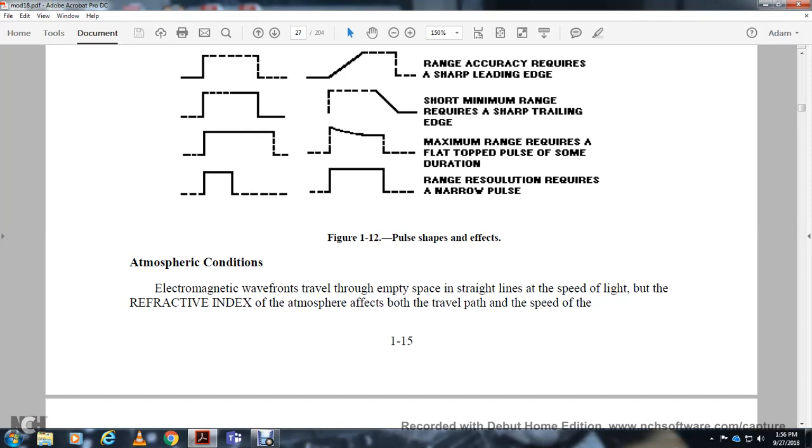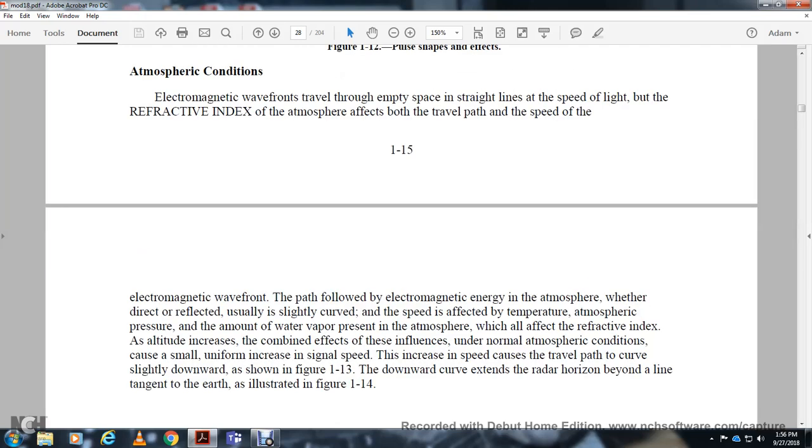An electromagnetic wavefront travels in a straight line at the speed of light in empty space, but the refractive index of the atmosphere affects both the travel and speed of the wavefront. The path followed by the electromagnetic energy through the atmosphere, whether direct or reflected, is usually slightly curved, depending on temperature, atmospheric pressure, and the amount of water vapor present, which also affect the refractive index with altitude. The combined effect of normal atmospheric conditions is usually small but uniform: an increase in speed and a slight downward curve of the travel path, shown in figure 113.